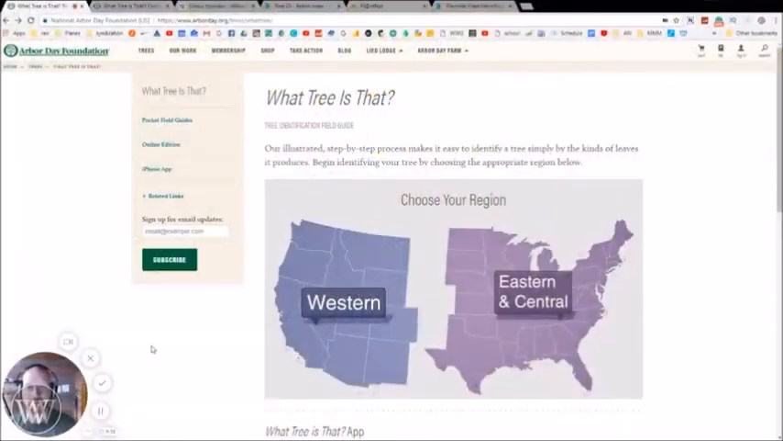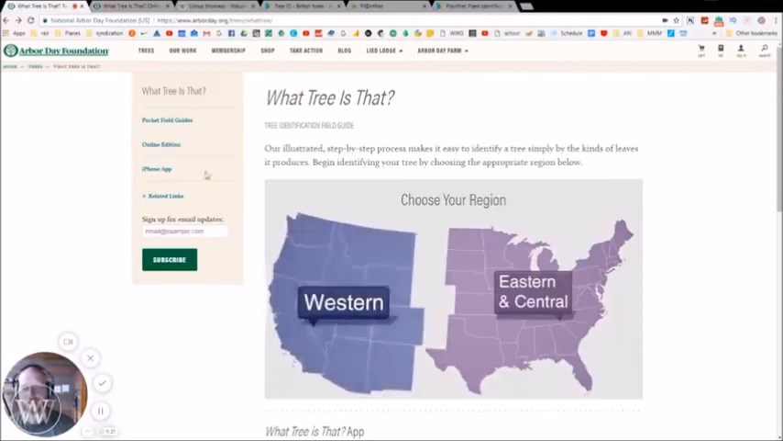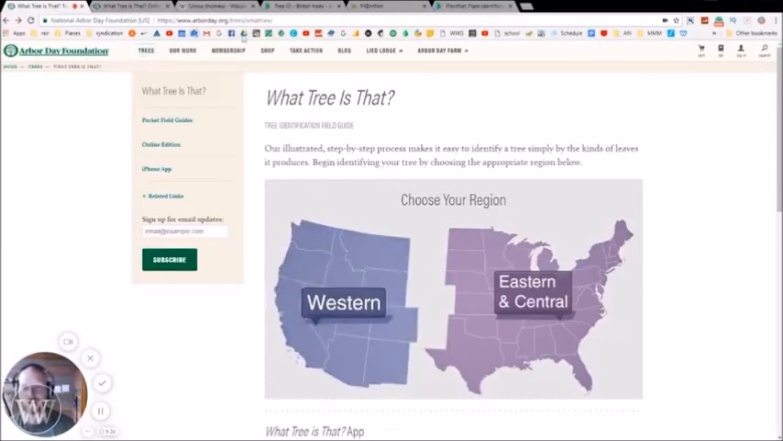So now let me take you to a few sites and apps that I use to help me find what is this plant, what is this tree. And my first and foremost is the Arbor Day Foundation, arborday.org.